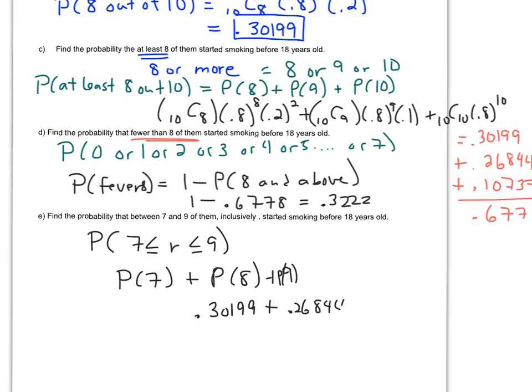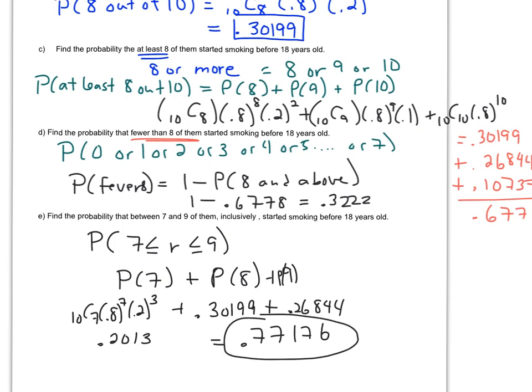We already did a 9, that's 0.26844. And if I do 7, remember it's going to be 10 choose 7, 0.8 to the 7, 0.2 to the 3. If I put that in the calculator, I'm getting 0.20133. And so I'll just add those numbers together to see what my total is. The sum of this is going to be 0.77176. So that's going to be my probability for between 7 and 9.